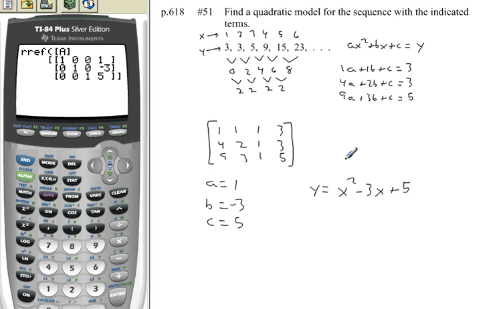Now if I plug in any value, like if I plugged 5 in here, 5 squared is 25, minus 3 times 5 is 15, plus 5 gives me a value of 15. So to find the fifth term, I could plug 5 in place of x. I can leave it just like this. Another way we can write this answer is to say the nth term of this sequence, a sub n, equals n squared minus 3n plus 5. Either answer is perfectly okay.